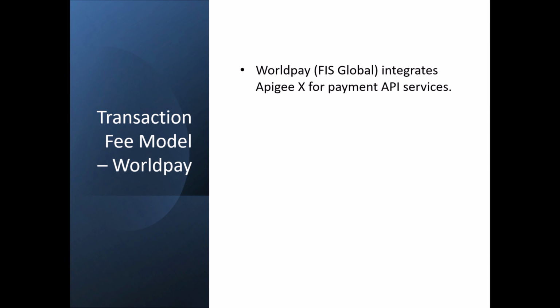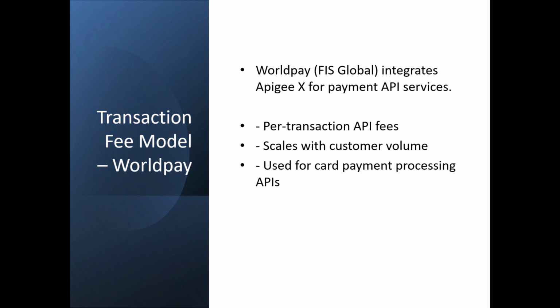Finally, let's talk about the transaction fee model widely used in the fintech space. So WorldPay, which is part of FIS Global, integrates Apigee X to offer payment processing APIs. WorldPay charges a transaction fee per API-triggered payment, such as a small percentage plus a fixed fee for every card transaction processed through their API. This model ensures revenue scales directly with usage volume. So it scales with customer volume. With Apigee X, they also leverage built-in analytics to track transactions and automate billing cycles.